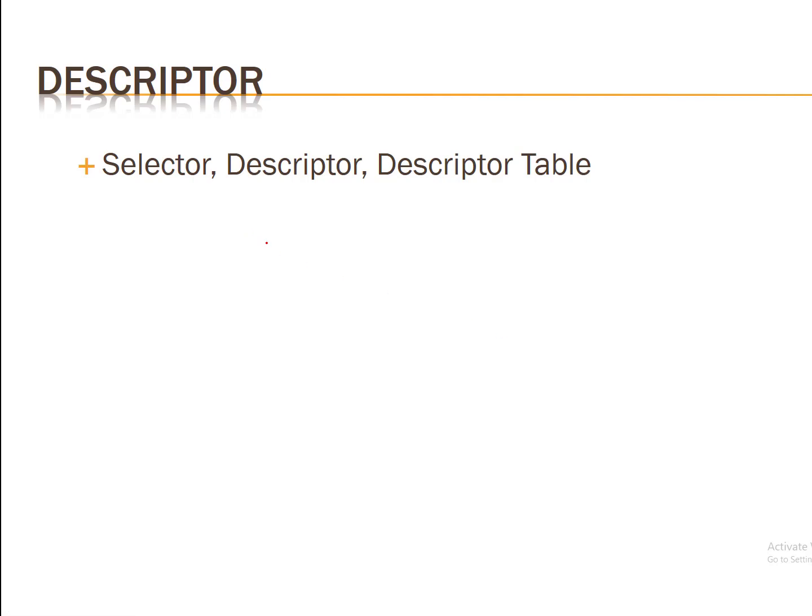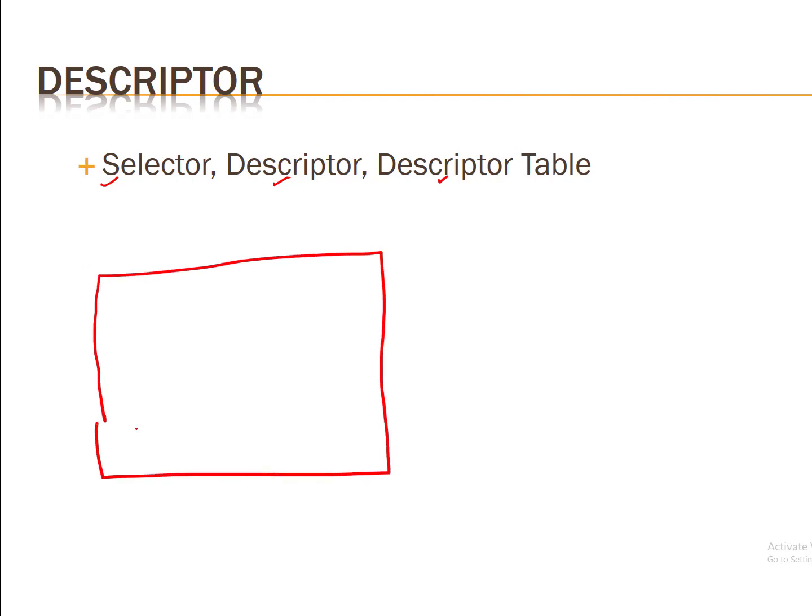So let's discuss the descriptor. We discussed that there are four parameters that one must learn before going on to understand 80286 protected virtual address mode: selector, descriptor, descriptor table, and the fourth one is the GDT table and LDT table. So this is microprocessor 80286, and the right side is considered to be the RAM.